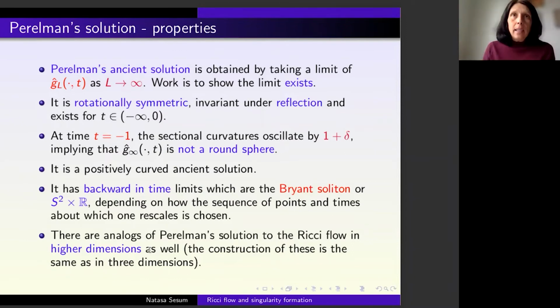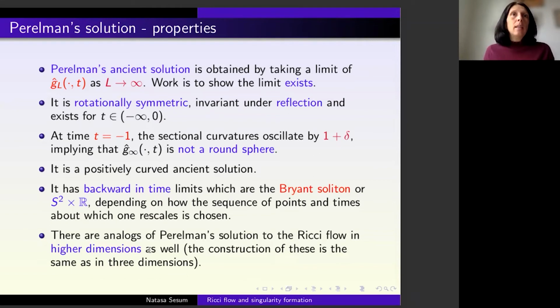Now take any sequence of points in your manifold and any sequence of times t_i going to negative infinity. Let's call them p_i, t_i, and do the parabolic rescaling around those points by the scalar curvature at those points. You can argue that you can take the limit, and this limit is always either a round cylinder S^2 cross R or the Bryant soliton.